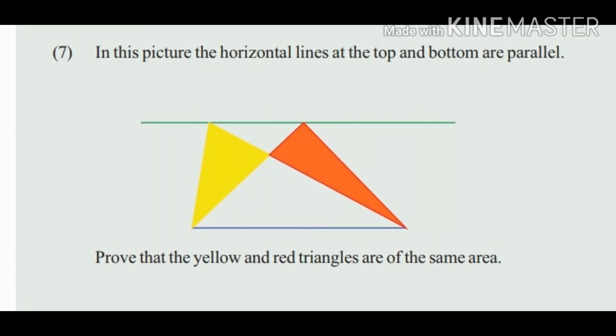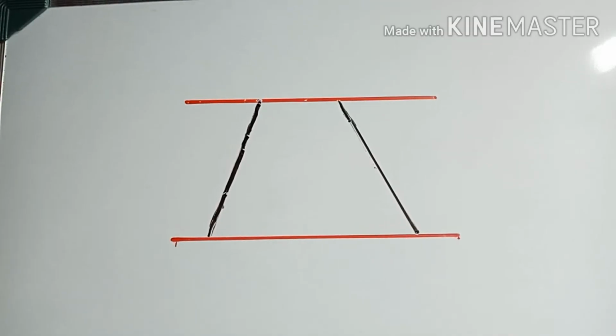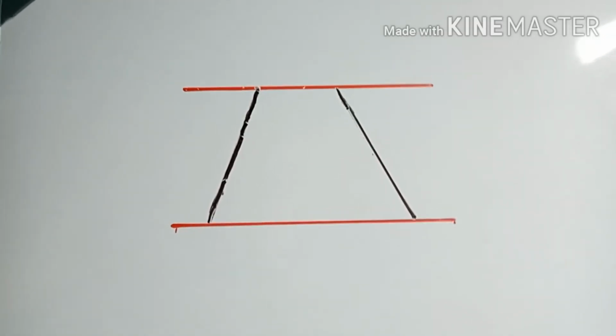Next is question number 7. In this picture, the horizontal lines at the top and bottom are parallel. Prove that the yellow and red triangles are of the same area. Two triangles are marked. We need to prove these two are equal in area. So first let's draw the rough figure.